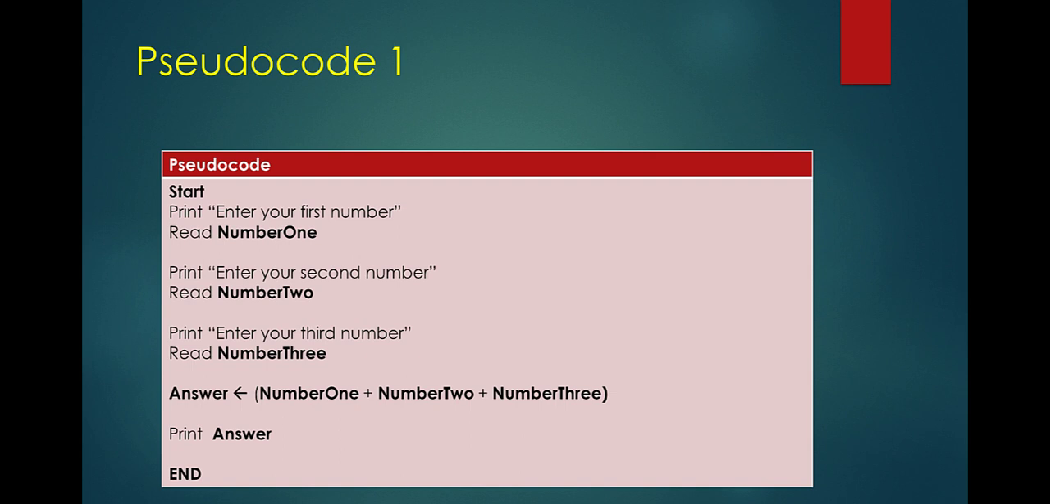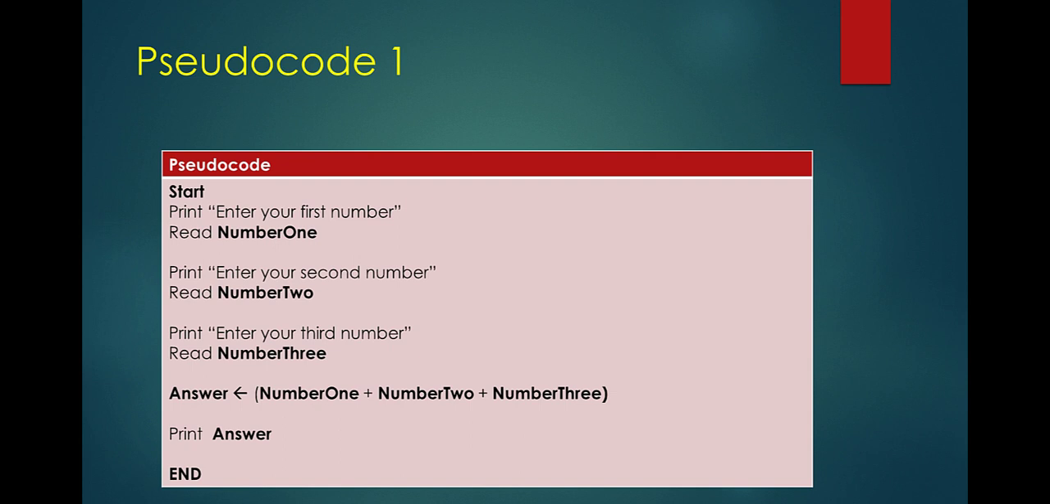So here's our pseudocode. Let me explain. The first thing we know we should have is start and end. We must have a start and we must have an end. So you need to always remember that in your pseudocode, you must put a start and an end. That already is 1 mark, just having that.